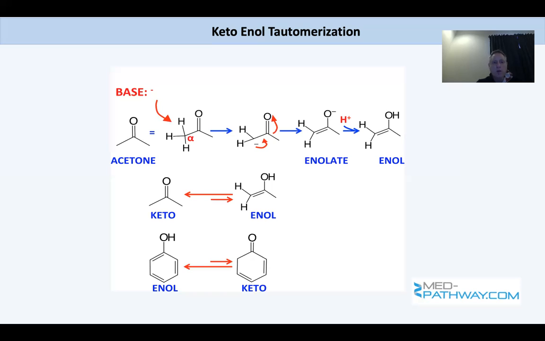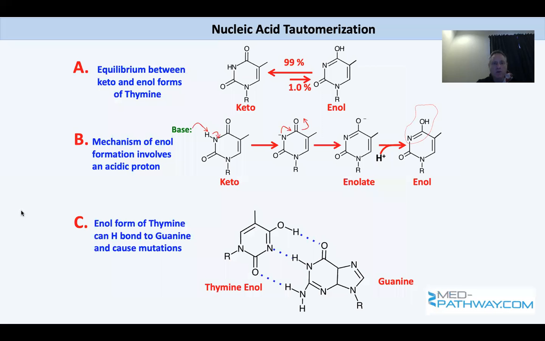Now, you should probably be aware of tautomers in the context of nucleic acids. And so if you've read Watson and Crick's The Double Helix book, it's pretty good because during the discovery of DNA, they have this big conundrum about whether or not the base pairs exist in the keto or the enol form.